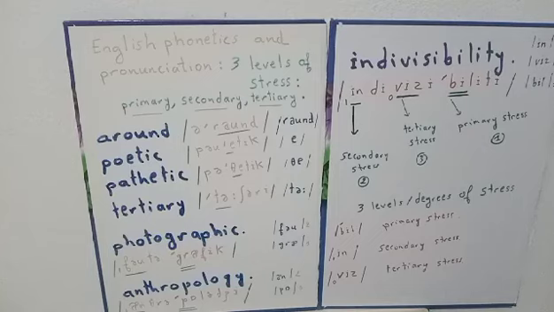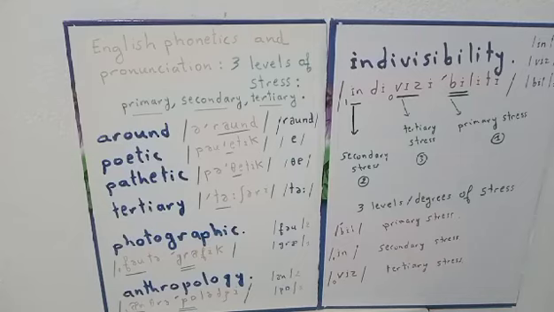Within these four words, we have just one stressed syllable, which is round and around, a and poetic, tha and pathetic, and ter and tertiary.